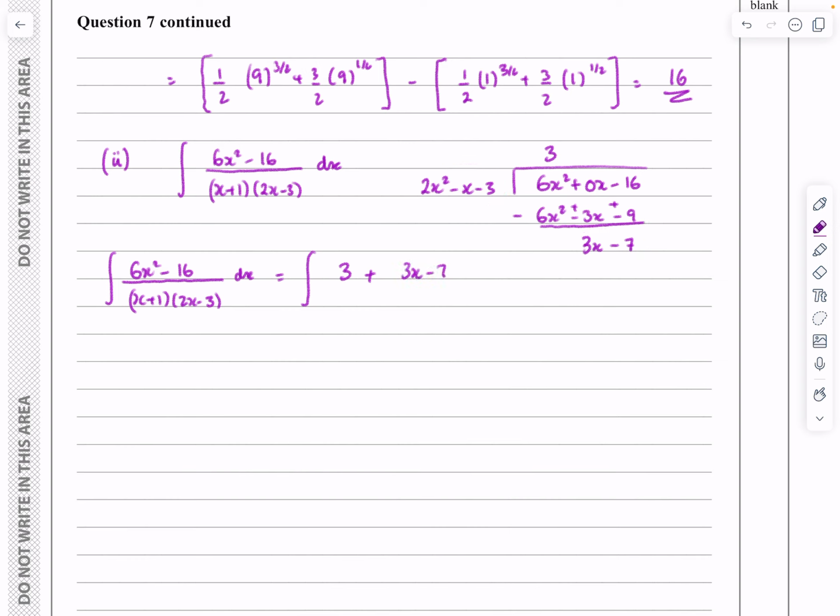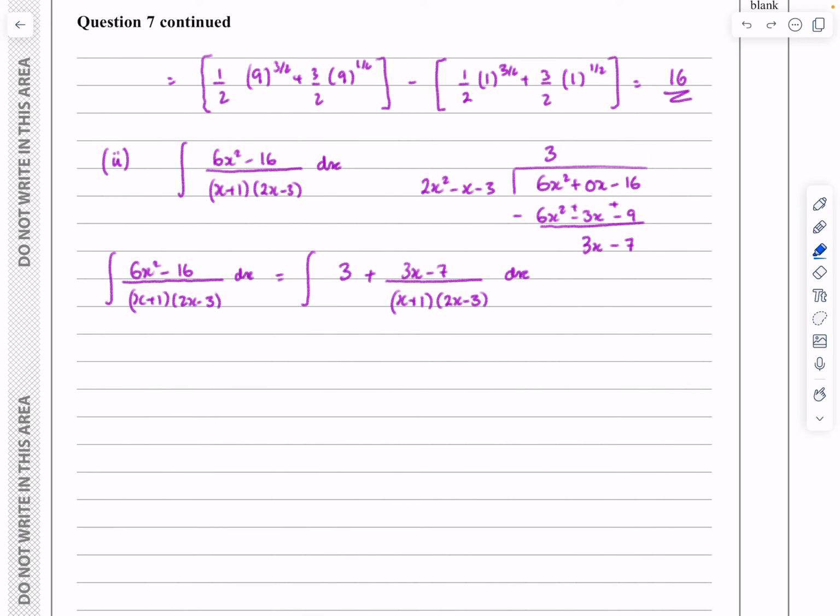all over. Now you could put it over 2x squared minus x minus 3, but we know that originally we had it written down like this. The only reason we multiplied it out was for the long division. So what I've now done is turned this integration into this integration, which I can now get on and get started with doing. But I can't yet.